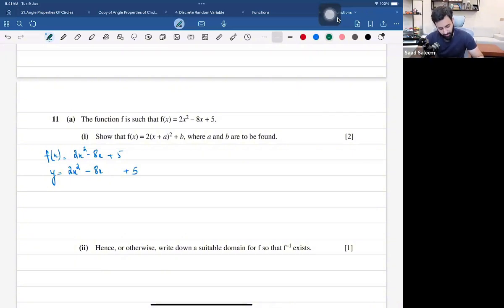Okay, now we've had a bit of a problem. We don't have the coefficient of x squared as 1. We're going to take 2 common. So if we take 2 common, that's going to be x squared minus 4x. Leave a bit of space and then close the bracket.